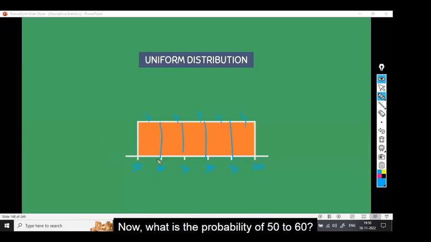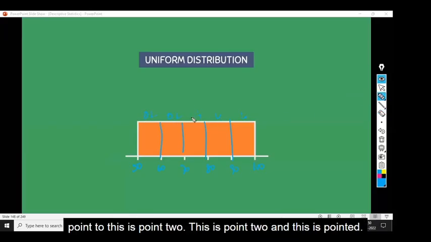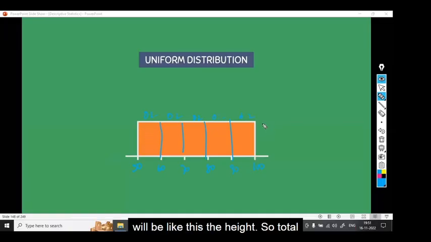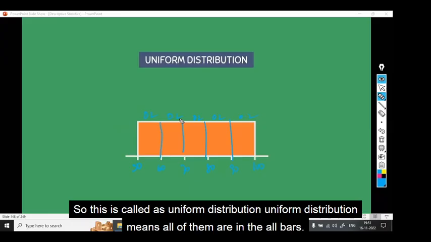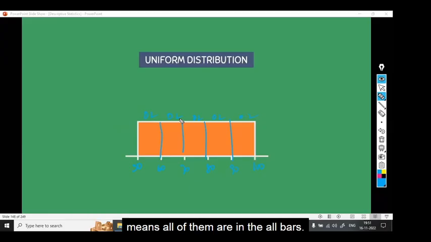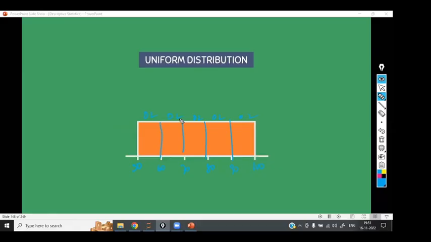Now, what is the probability of 50 to 60? 4 by 20, which is nothing but 0.2. So this is 0.2, this is 0.2, this is 0.2, this is 0.2, and this is 0.2. The sum of the probabilities is equal to 1, and the distribution will be like this. The height: 4 by 20, 0.2 is the probability. So this is called a uniform distribution. Uniform distribution means all the bars are at the same height.